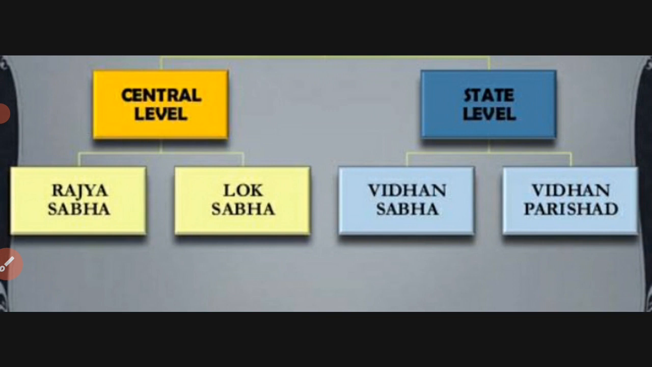Here you can see on the central level there is the parliament which makes laws for the whole country, which includes Rajya Sabha and Lok Sabha. And at the state level we have the Vidhan Sabha and the Vidhan Parishad, which is called the state assembly, which makes laws for the states.